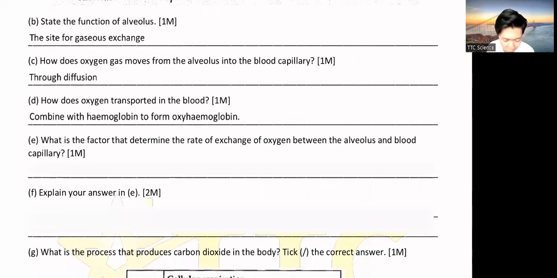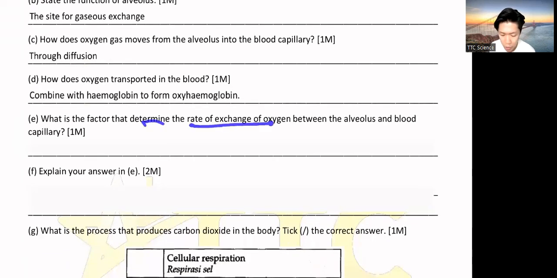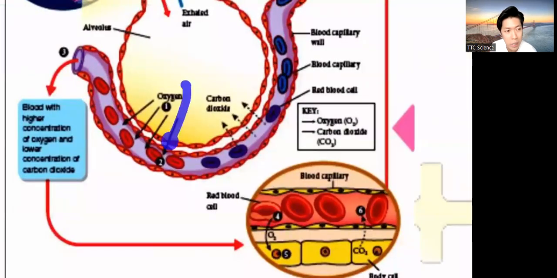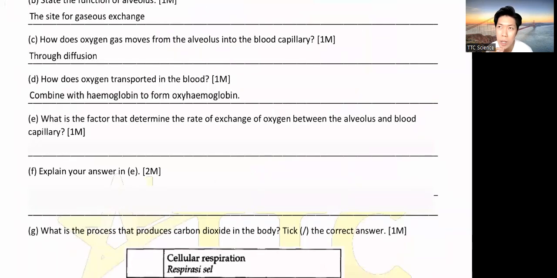Okay. What factor determines the rate of exchange? Rate of exchange means how fast. How fast is the exchange of oxygen between the alveolus and blood capillary? How fast do the alveoli send oxygen into the blood vessels? What do you think? How fast do I send oxygen? It depends.